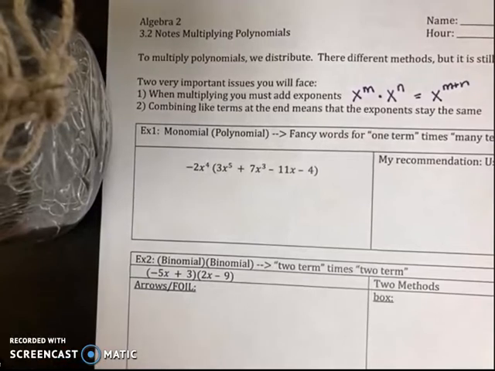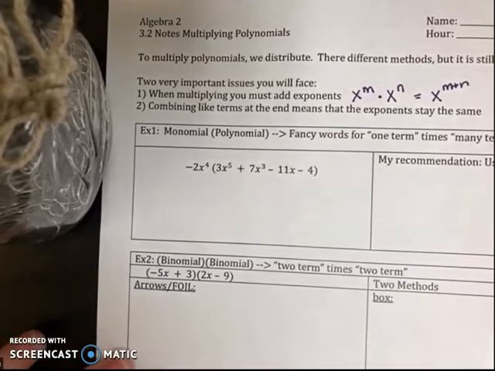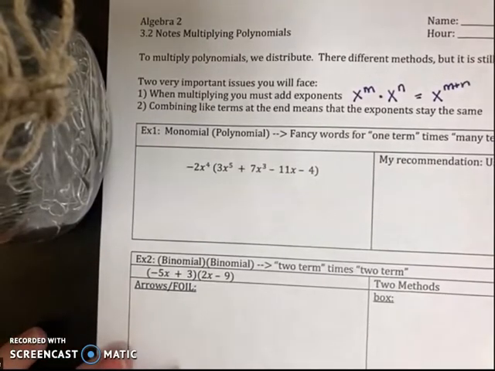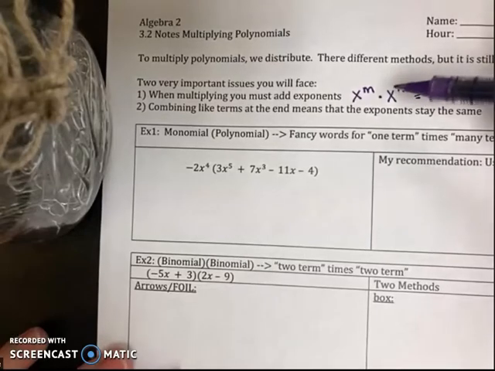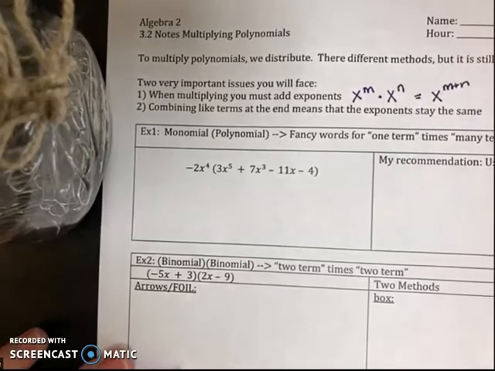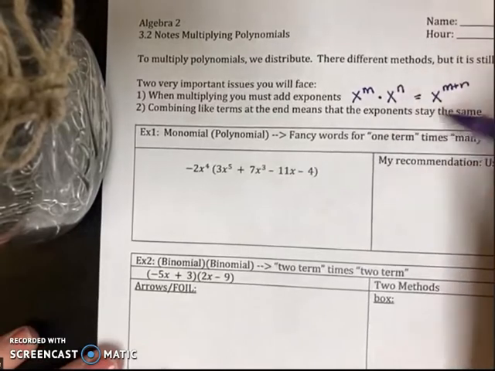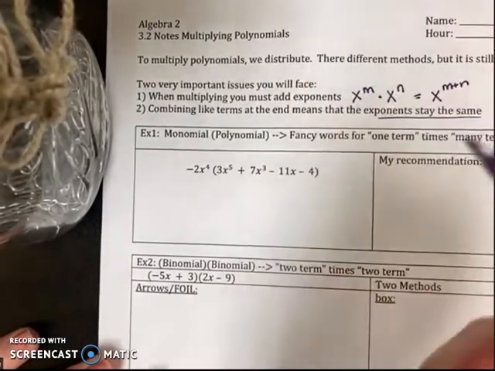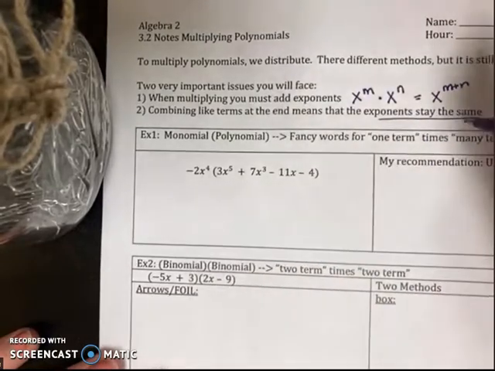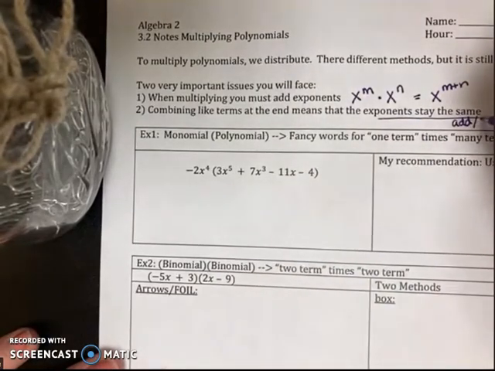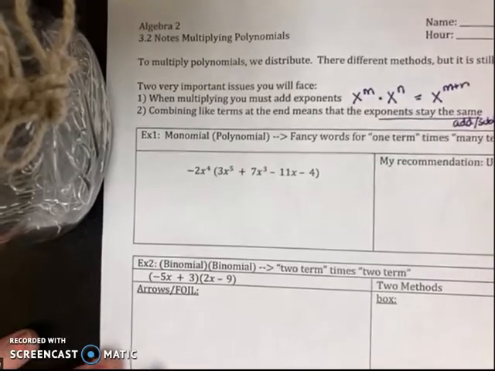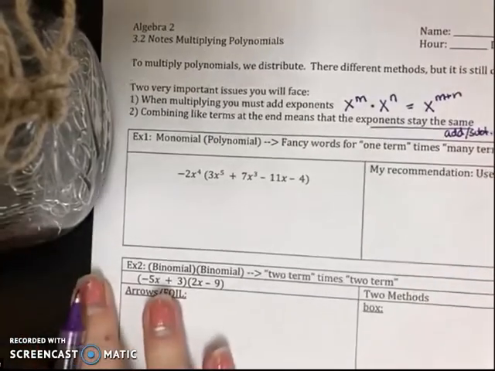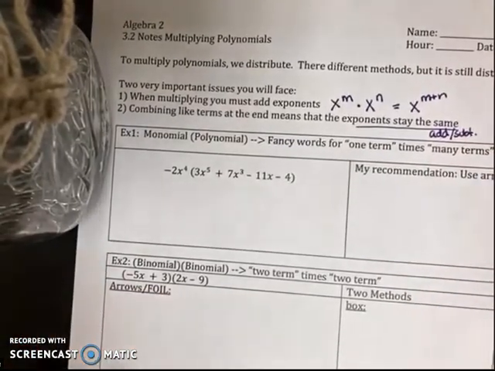And the second thing is combining like terms at the end means that exponents stay the same. So we add the exponents when we multiply. However, when we add or subtract, the exponents stay the same. Just like what we saw in the 3.1 video.